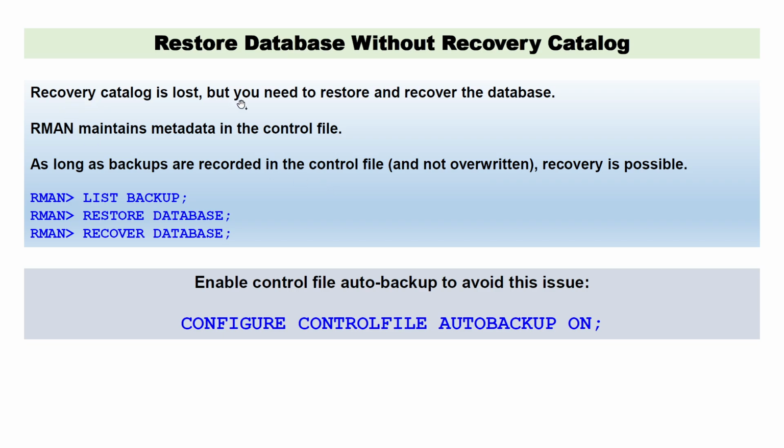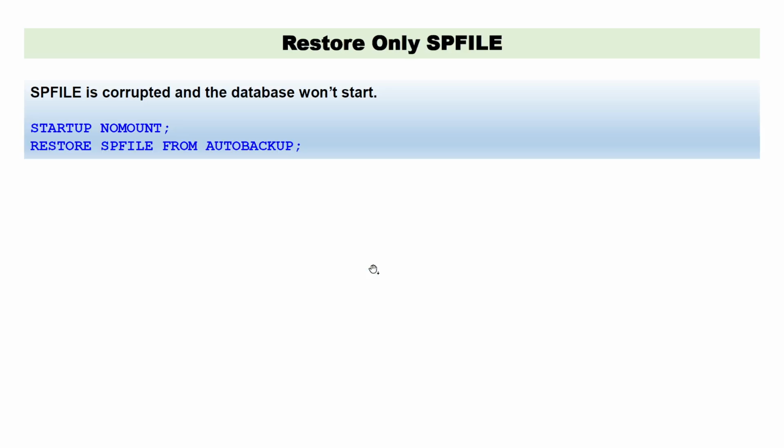Now, restore database without recovery catalog. Let's say the recovery catalog is lost, but you need to restore and recover the database. RMAN maintains metadata in the control file. As long as backups are recorded in the control file and not overwritten, recovery is possible. So list backup, restore database, recover database. For this reason, you should always enable control file autobackup to avoid this issue, using configure controlfile autobackup on.